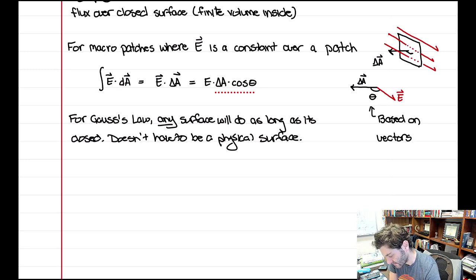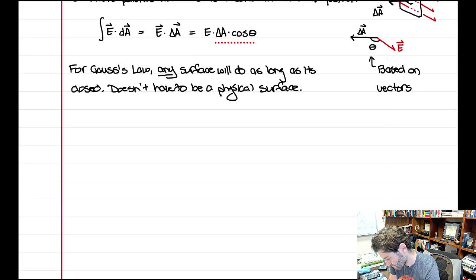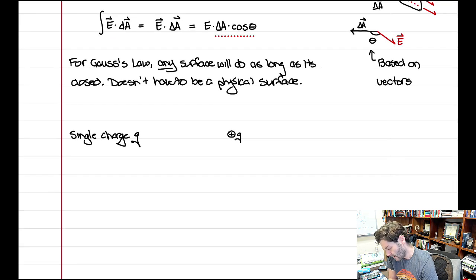Let me just do a somewhat abstract example. It's not that abstract actually. Suppose I have a single charge Q. So I have some charge Q. Let's just say it's positive. Why not? And I could ask myself, what is the flux through a sphere around that charge that's a distance r away?